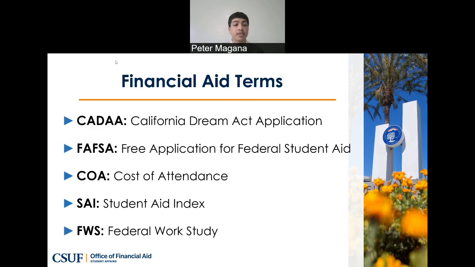So some financial aid terms that we'll be discussing that you'll see repetitive on this presentation is CADAA, which stands for California Dream Act application, FAFSA, which stands for Free Application for Federal Student Aid, COA, which is Cost of Attendance, SAI, which is the Student Aid Index, which is one of the new changes, FWS, which is Federal Work Study.